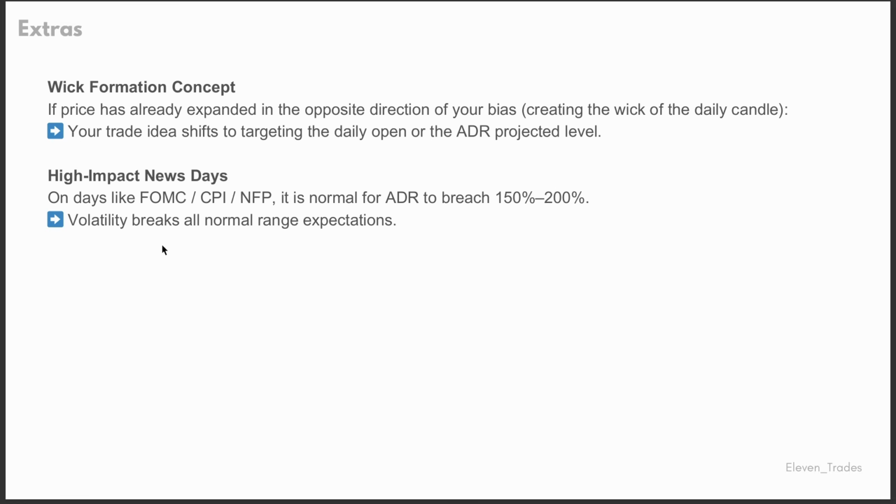Now, on high impact news days and days like FOMC, CPI or non-farm payroll, it is normal to breach the ADR because we have a large volatility driver, so the ADR can expand up to 200%, 250%. It depends on the price section. This is not a very mechanical tool, but it is the average of the last 8 days, and you are finding that on the current chart.